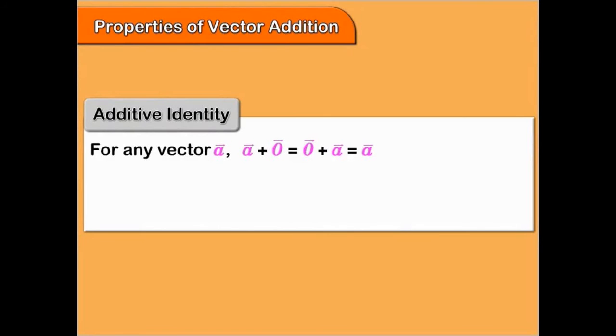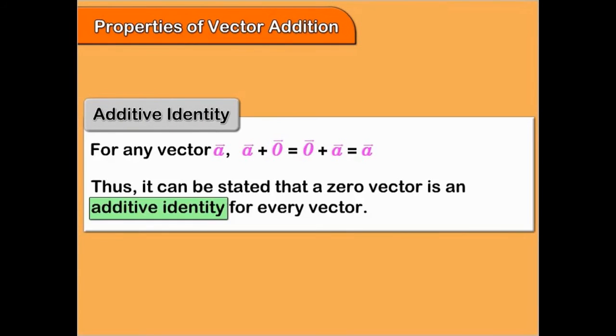Next is additive identity. For any vector A, A plus 0 vector is equal to 0 vector plus vector A, which is equal to vector A. Thus, it can be stated that a 0 vector is an additive identity for every vector.